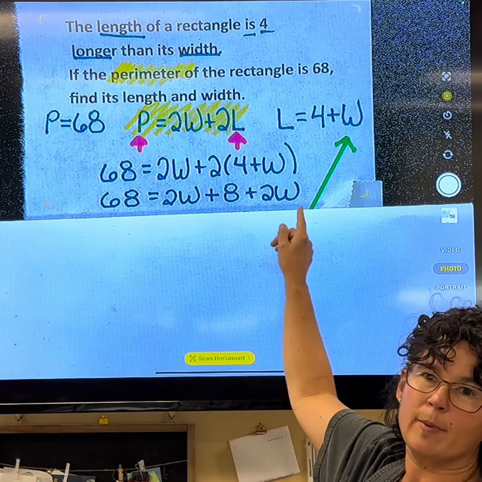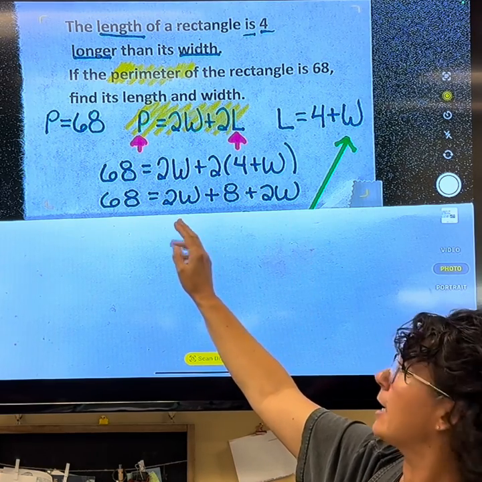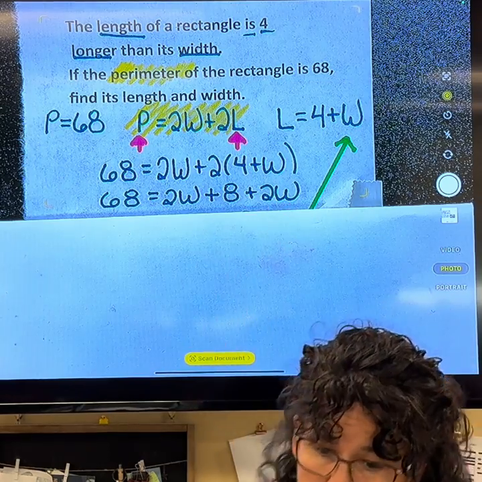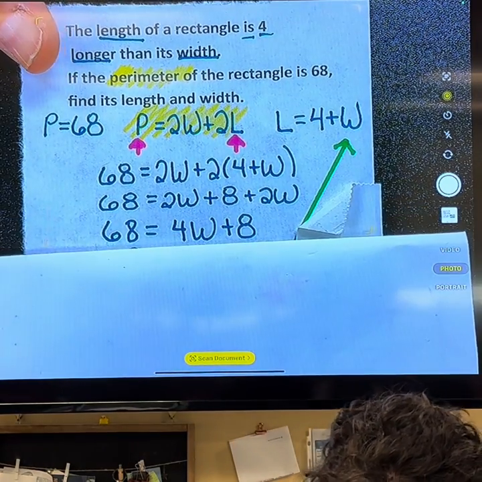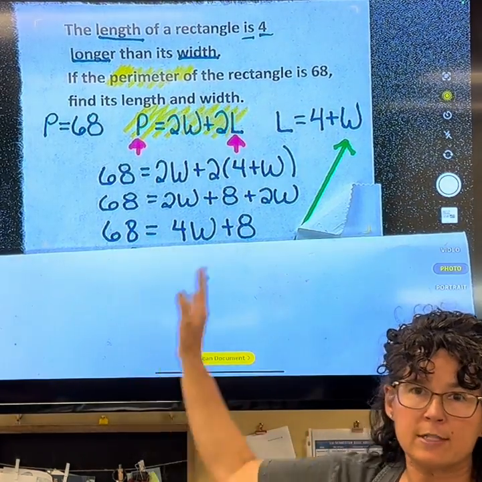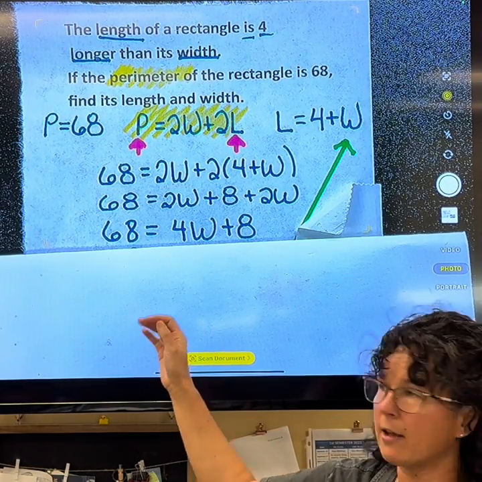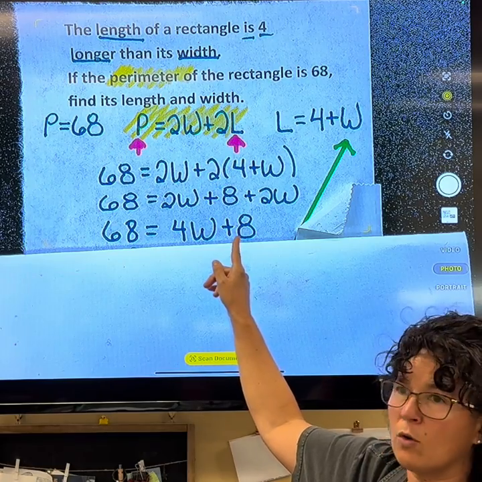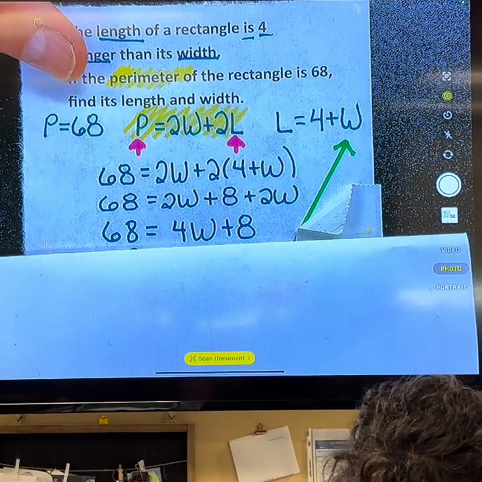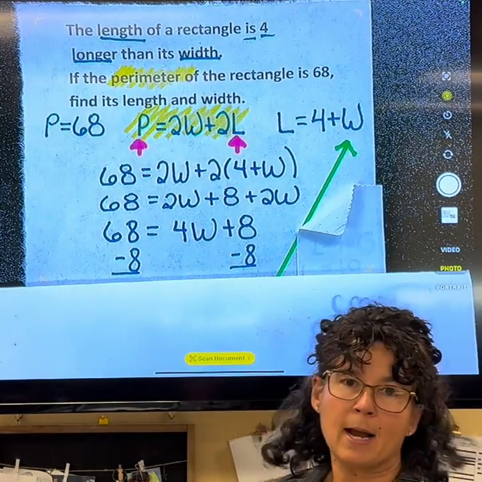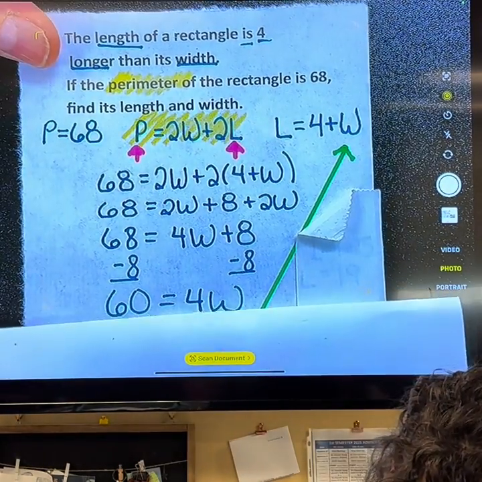Now that I've distributed, on the same side of the equal sign, I have 2W and 2W. So those can combine to make 4W. Now that the side is simplified, I'm ready to move letters to one side, numbers to the other. So moving this 8 over, I'm going to subtract 8 from both sides. And 68 minus 8 is 60.